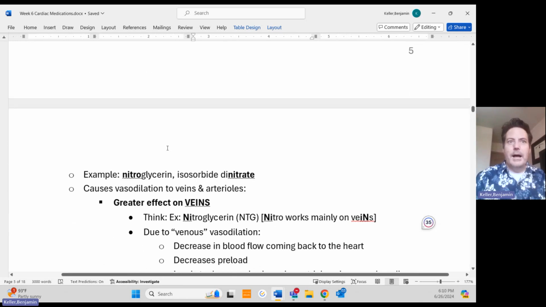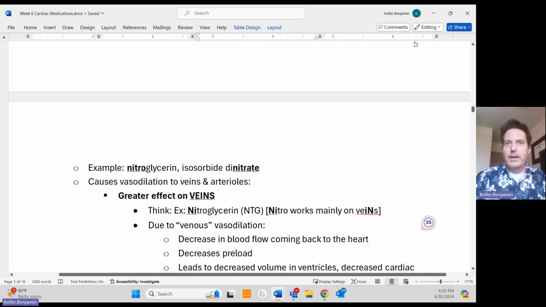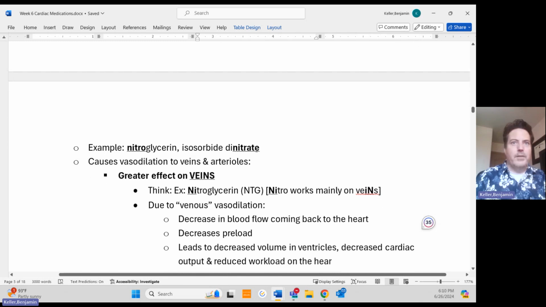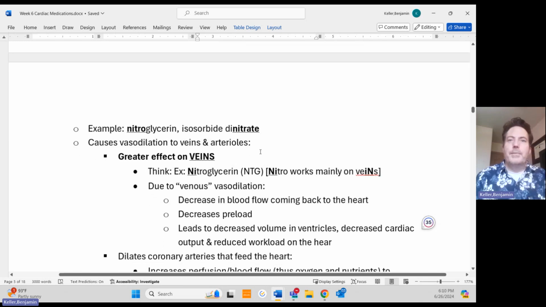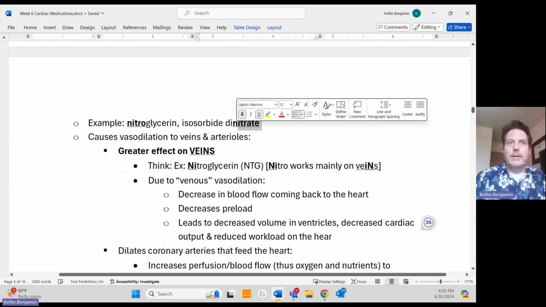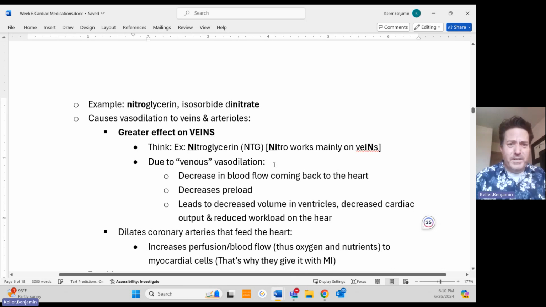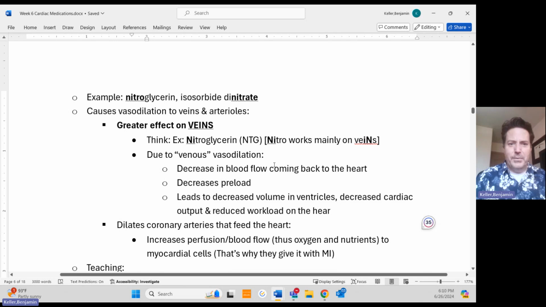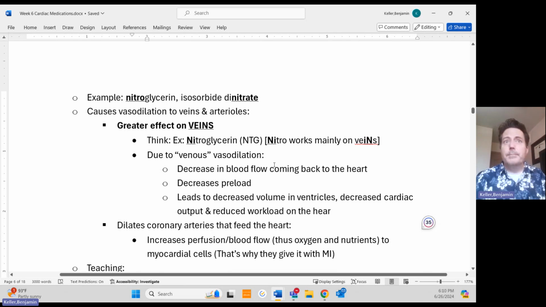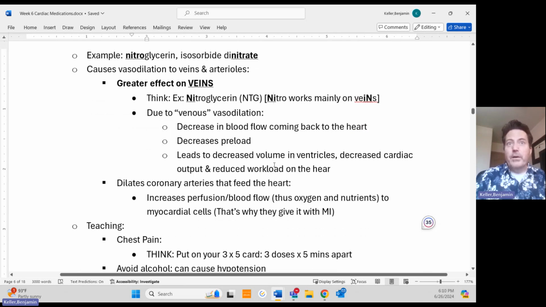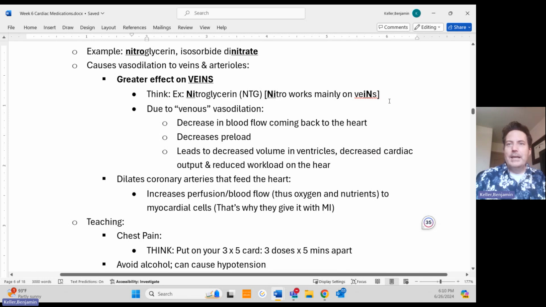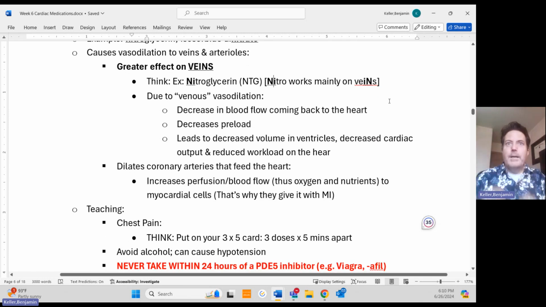So some examples: nitroglycerin, you see the word nitro in there, or isosorbide dinitrate is another example. Here you see the nitrate in there. I want to know who the first person was that sucked on a piece of dynamite to find out that nitroglycerin would cause vasodilation. I don't know. But it causes vasodilation. It's a greater effect on the veins. Again, think of the "in" in nitroglycerin. Nitro works mainly on the veins, the "in" in the veins, that little palindrome.